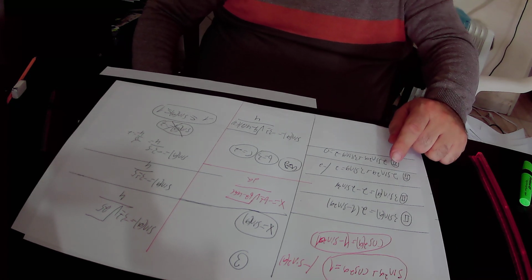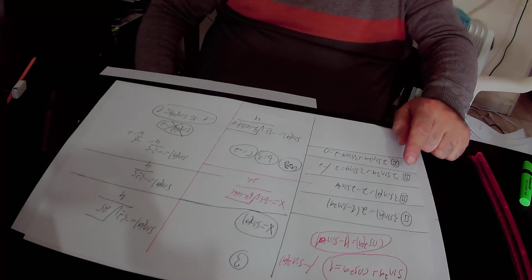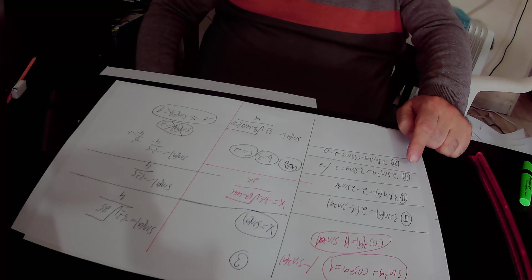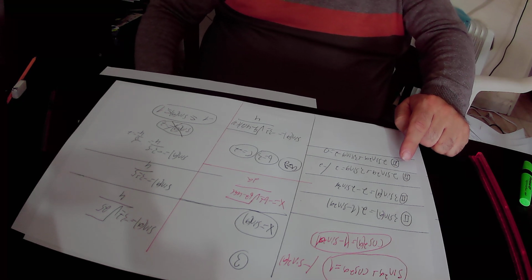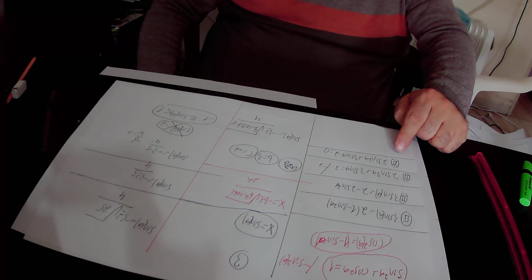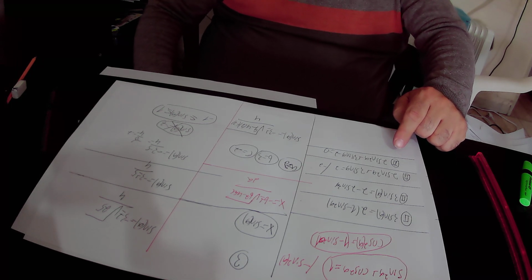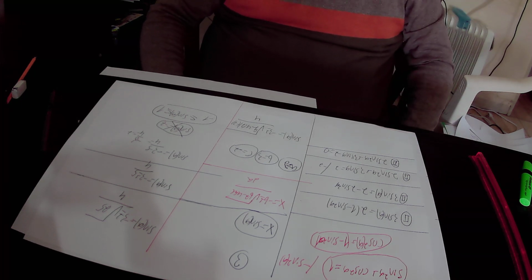Then we added 2 times sine square alpha to this equation number 2, and we got that 2 times sine square alpha plus 3 times sine alpha equals 2. We subtract the 2 from this equation, and we got 2 times sine square alpha plus 3 times sine alpha minus 2 equals 0. So we have here a quadratic equation.